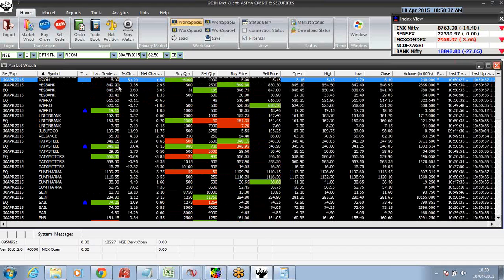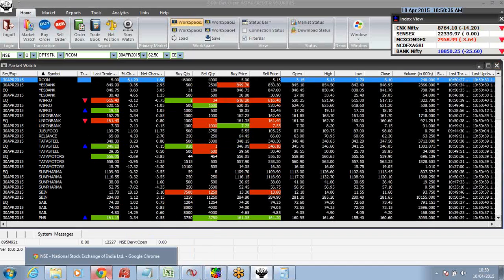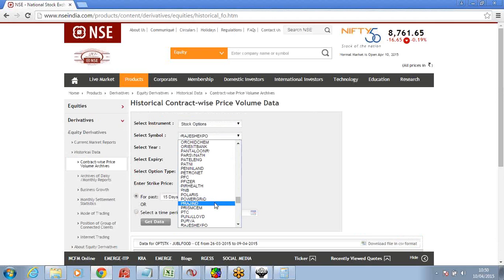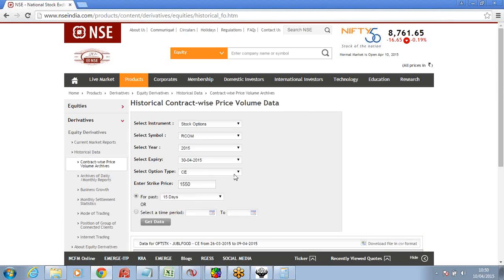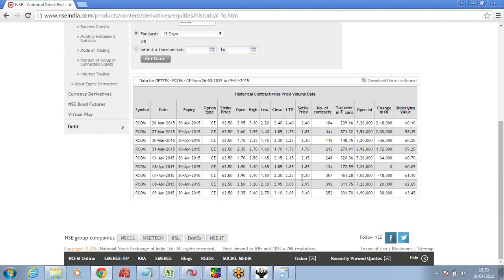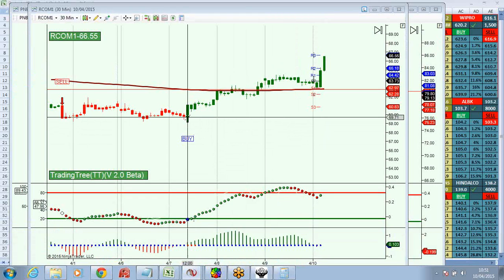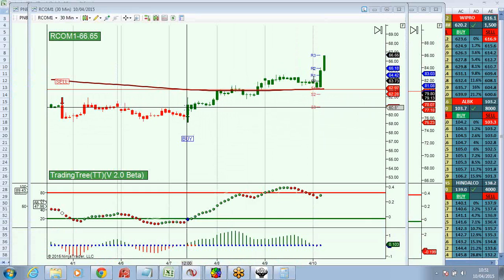So the strike is 62.50. I'll just show you what will be your investment here. So again, this is a call option, 62.50. That is your strike. So we are getting the data for that. So we got this call on 7th. I'll show you once more. So we got this call on 7th at around 12 o'clock. So 12 o'clock was the price.